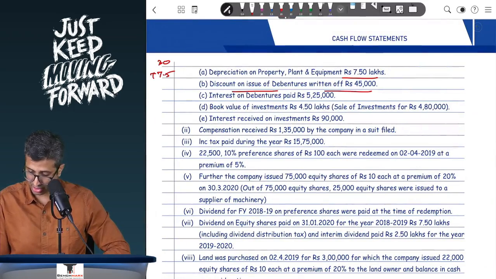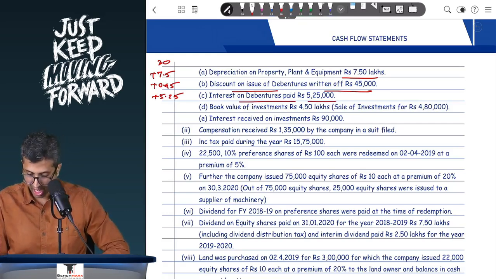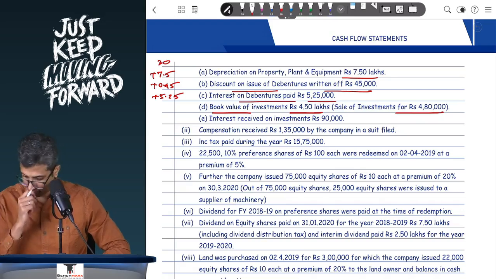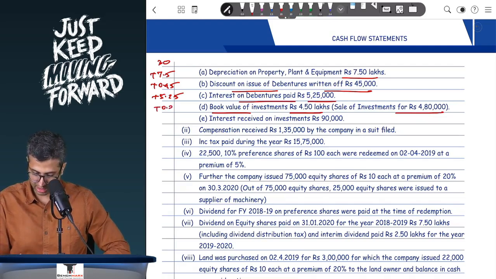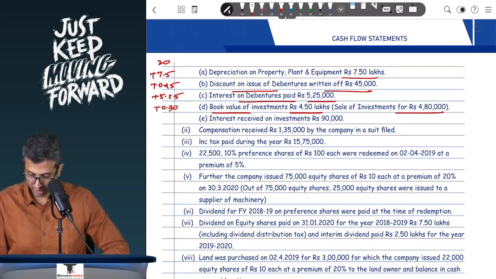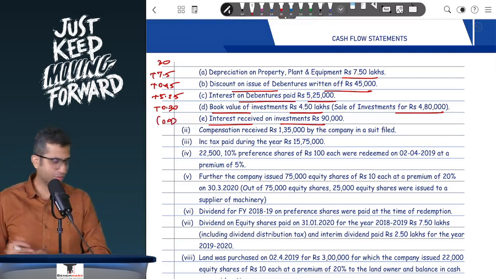Discount on issue of debentures written off. This was written off. So this is 0.45. Again, I will add back. Interest on debentures paid of 525. Again, this is financing in nature. We'll add back over here and subtract in financing. And book value of investments of 4.5 lakhs. Sale of investments was 4.8 lakhs, and as a result, there is a 30,000 gain, and this is plus 0.3. Interest received on investments of 90,000, and this I will subtract, 0.9. Fair, so you will add or less all of these items.